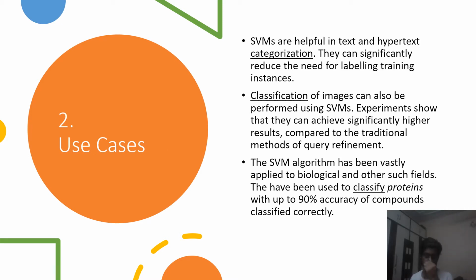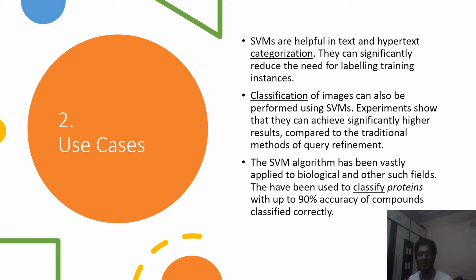Some of the use cases of SVMs are mainly in categorization and classification of images and textual data. Also, an interesting thing to note here is that the SVM algorithm has been vastly applied to biological and other such fields. They have been used to classify proteins with up to 90% accuracy compared to traditional techniques. Coming to images, experiments show that they can achieve significantly higher results compared to traditional methods of query refinement.